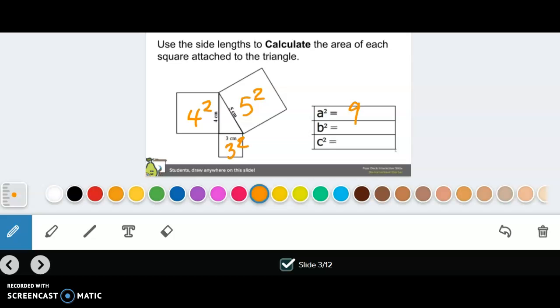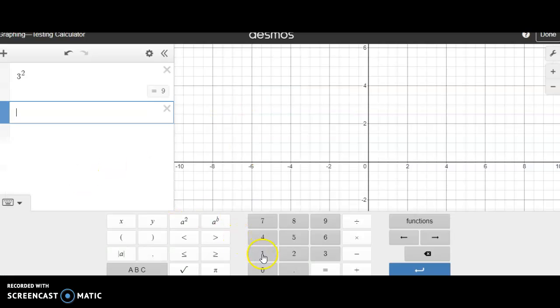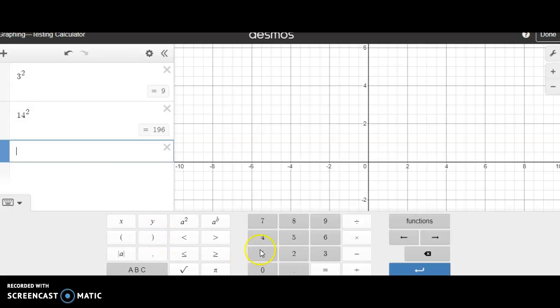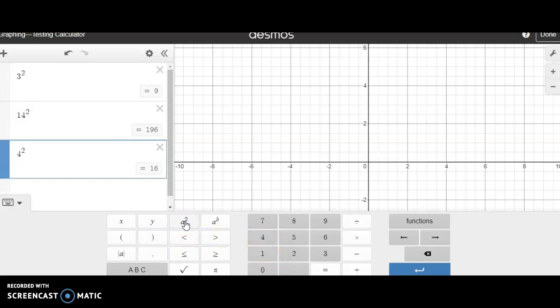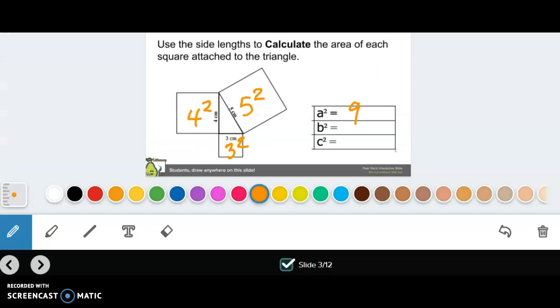If you already know 4 times 4, you know that it's 16. Perfect. Go put that. But I'm going to show you how to do it here on Desmos. Hit your A squared key. Oops, I did not mean to do 14. Sorry, 4, I was thinking the answer. 4 squared is 16. So I'm going to go take that. So my B squared is 16.